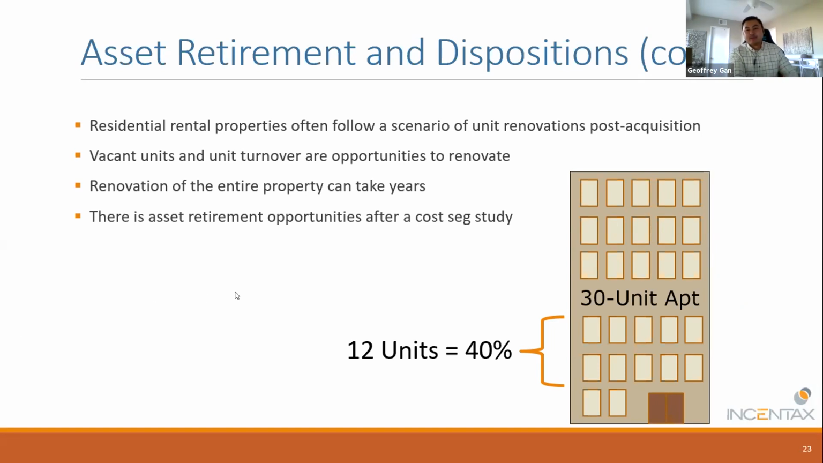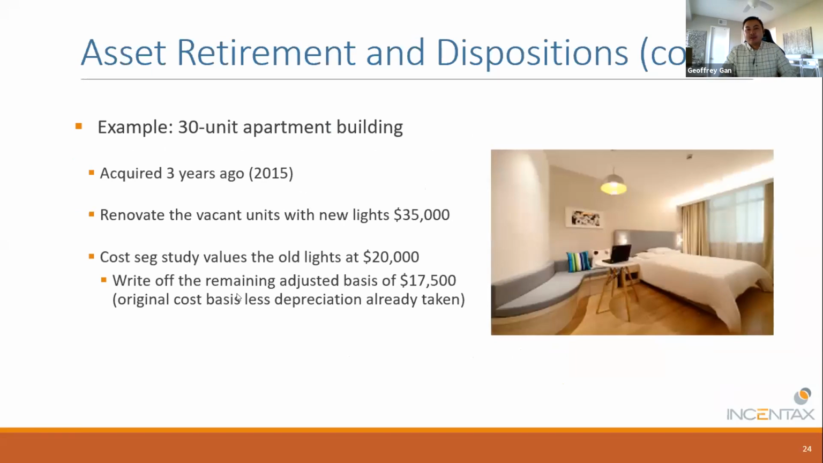So when that happens, if a cost seg study is done, that's where asset retirements have an opportunity to shine. Let's say that we acquired this 30-unit apartment building back in 2015 and renovated all of the vacant units with new lights. Our cost seg study showed that the value of the old lights was $20,000. So we can write off the remaining amount of those lights, because we've taken out those old lights. Now we have a $17,000 write-off, in addition to the benefits that the cost seg study did. We now have a future write-off because of that cost seg study. So that's how asset retirements and dispositions work.